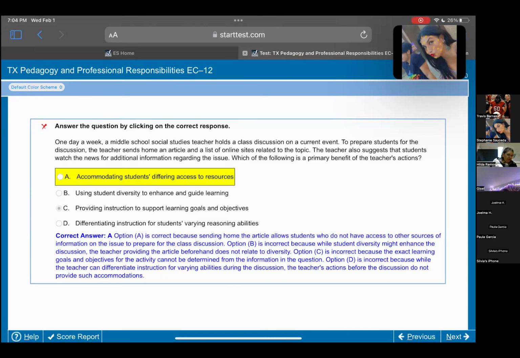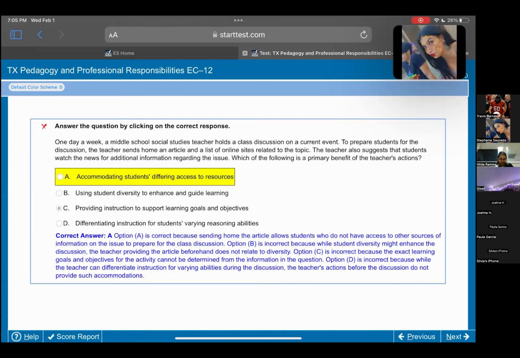Which of the following is a primary benefit of the teacher's action? Another sort of red flag: "primary benefit" means there might be more than one benefit. We do things that have multitudes of benefit, and so the main benefit is the primary, the first reason, the main reason why she would do that. They might have given you multiple benefits for this teacher action, but you need to ascertain the most important based on what they've told us.